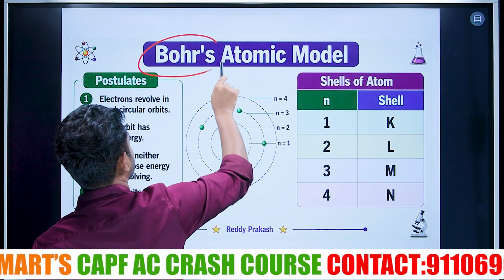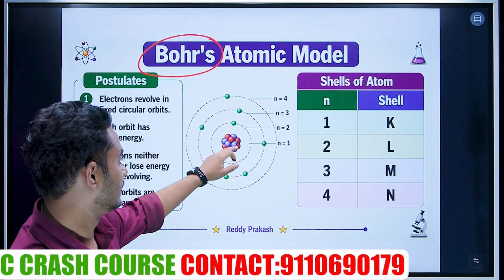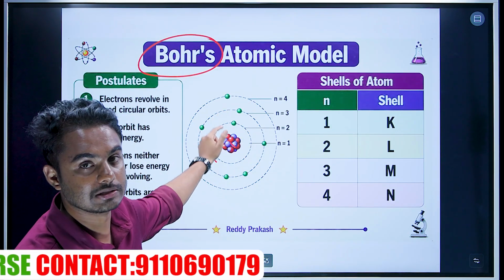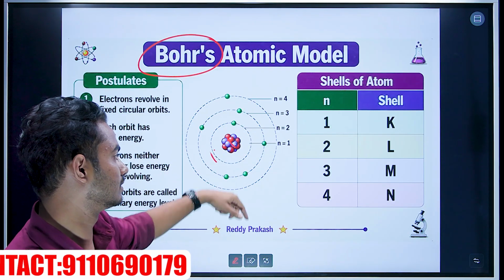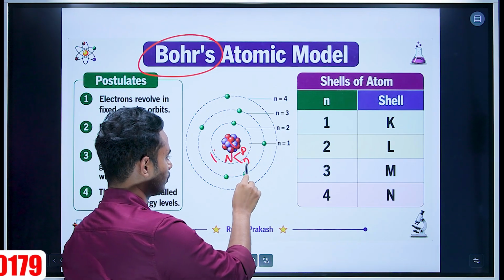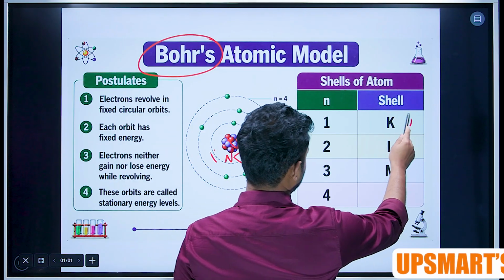Fine. Next, Bohr's atomic model, the modern atomic model. The atom has a nucleus containing both protons and neutrons, and the shells around the nucleus. The shells are named K, L, M, N, as you know.